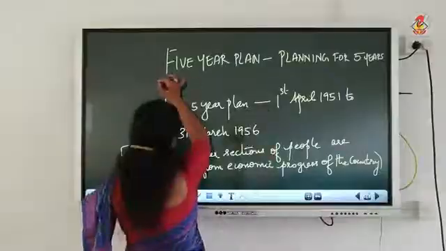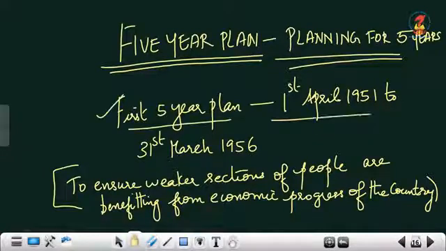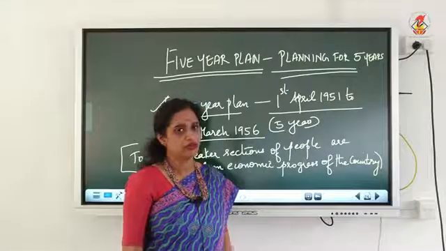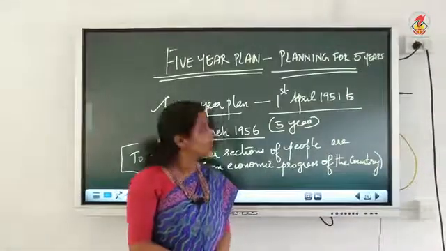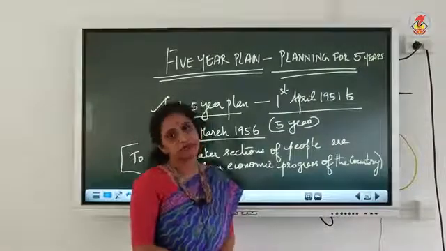Now, the 5-year plan. This came to be known as the 5-year plan. Planning for 5 years. The first 5-year plan was from 1st April 1951 to 31st March 1956. So, how many years? 5 years. It was a plan for 5 years. How can the Indian economy be planned for 5 years? The first plan was from April 1st 1951 to 31st March 1956.